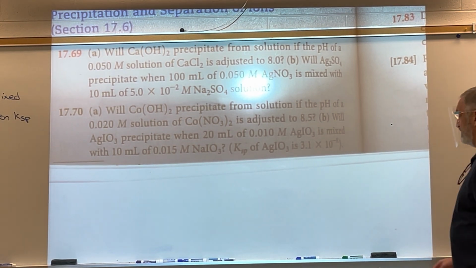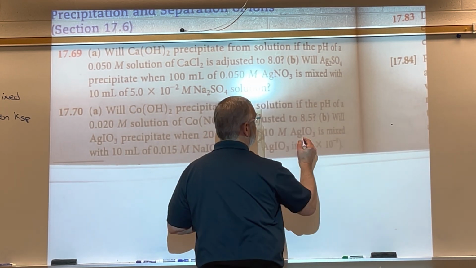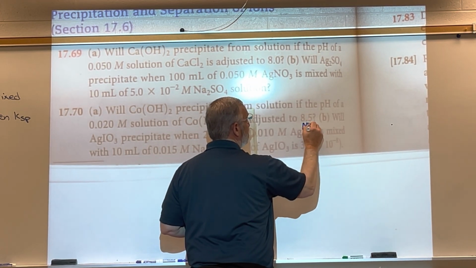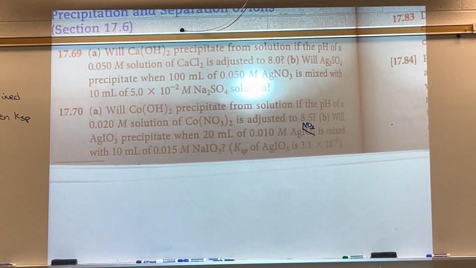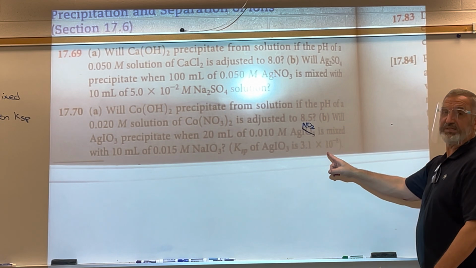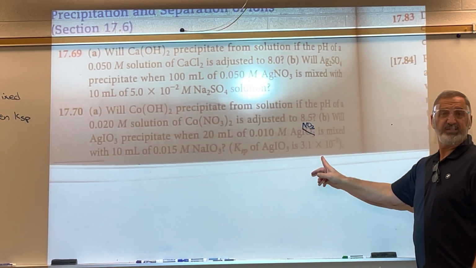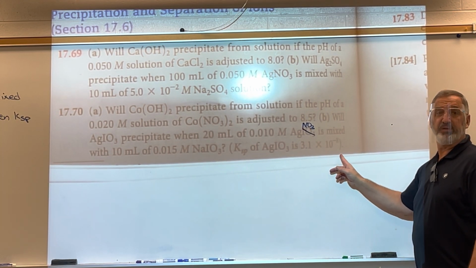Well, I guess the reality is there's a typo here. That's supposed to be NO3. You won't change anything, except in the reaction, you're asking the precipitate if AgNO3 is mixed with NaIO3. That's going to make your AgIO3 precipitate. And then if you can't read this, this is 3.1 times 10 to the minus 8. That says 10 to the minus 8. 3.1 times 10 to the minus 8 for Ksp.